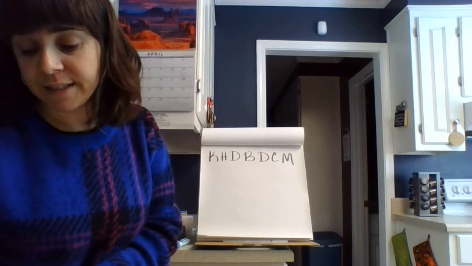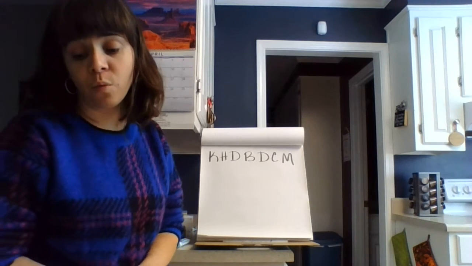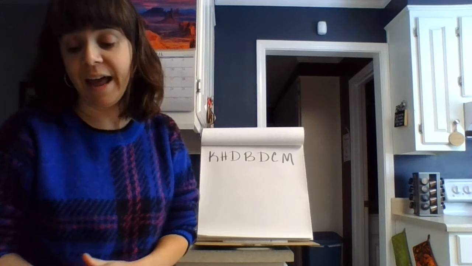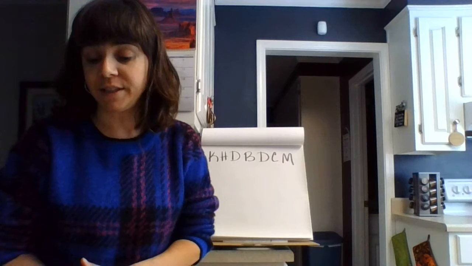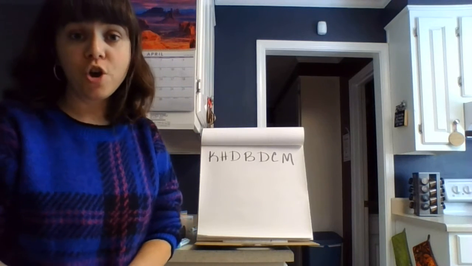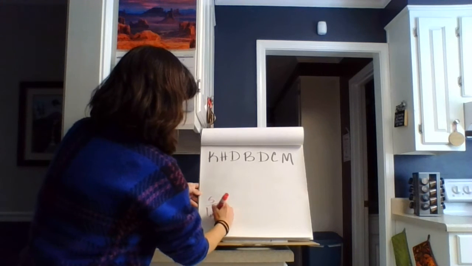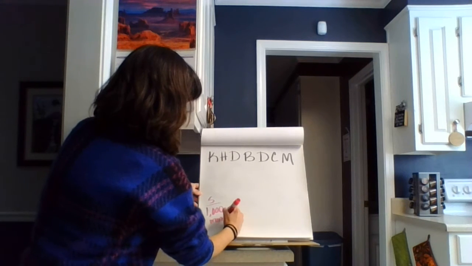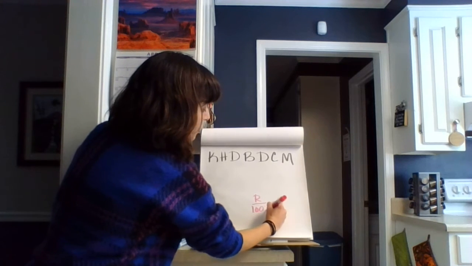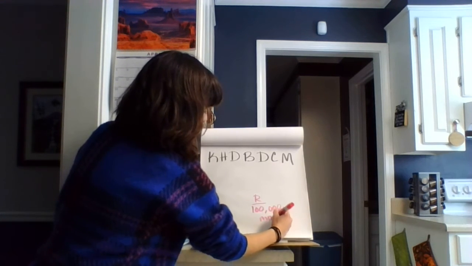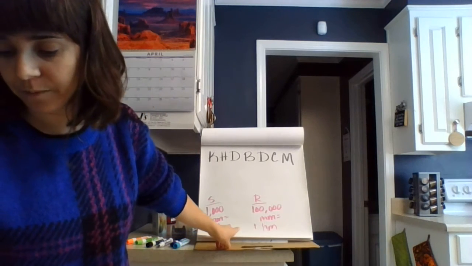Tuesday number 2 says, Sydney and Rick are having an argument. Sydney says that there are 1,000 millimeters in a hectometer, but Rick argues that there are 100,000 millimeters in a hectometer. Who is correct? Okay, so we have Sydney says there's 1,000 millimeters in 1 hectometer, and then Rick says there's 100,000 millimeters in 1 hectometer. Okay, make sure I've got that correct.